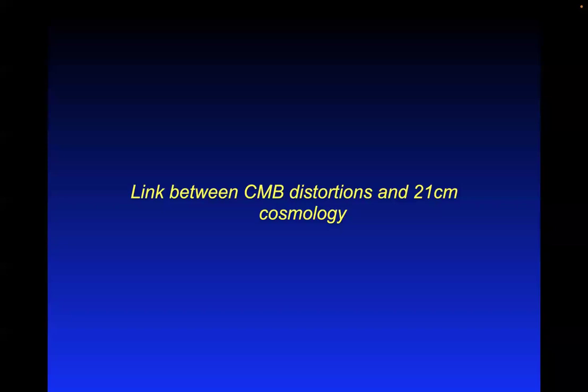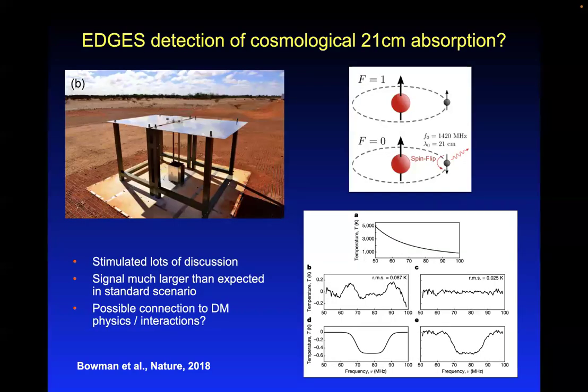Okay, so in the last 5 minutes, I'm going to say a few words about the link of spectral distortions with 21 centimeter cosmology, which I think is extremely important. We all heard about the EDGES result. And of course, there's a big debate. What is the meaning of this result?